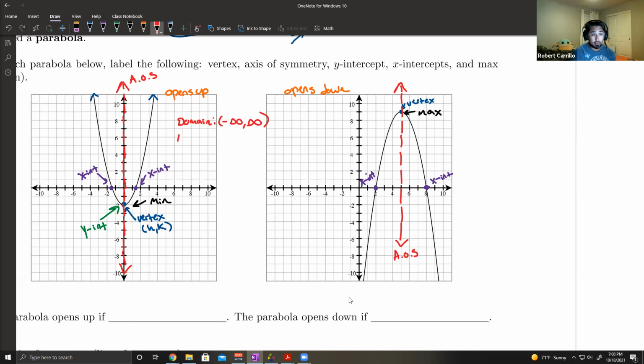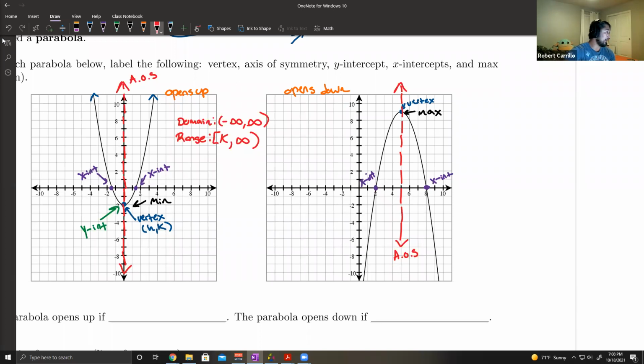The range, which deals with the y values, for a parabola that opens up, will start at the y value of the vertex. Remember, the y value of the vertex is represented by k. So for a parabola that opens up, your range will start at the y value, which is k. And since you start at the vertex, your tails will head towards infinity. So your range starts at k and heads towards infinity. That's for a parabola that opens up.